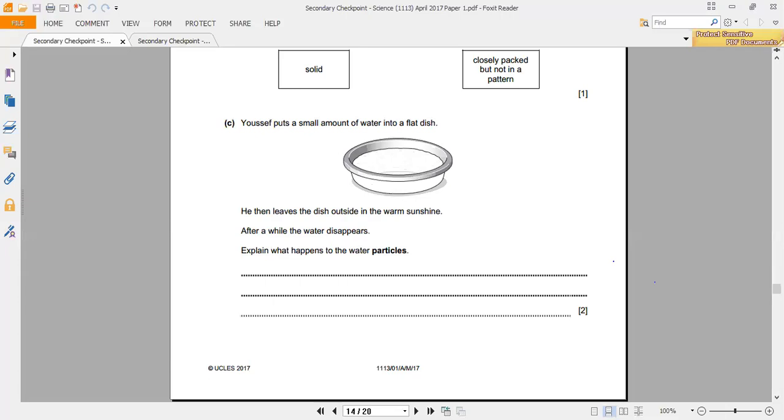He then leaves the dish outside in the warm sunshine. After a while, the water disappears. Explain what happens to the water particles. Okay, very logically, the water particles gain heat energy, or kinetic energy, or internal energy, then the particles will move faster, then they will evaporate, leaving the surface.